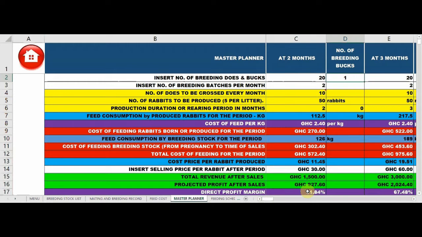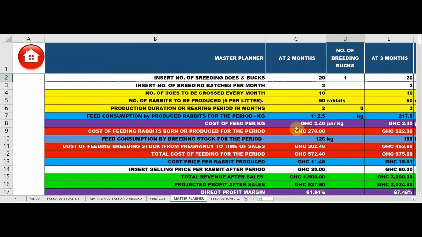About 70% of your cost of production, or 60%, depending on the target you set for yourself. So this figure shouldn't be anything less than 30%. Otherwise, you are losing. All right.